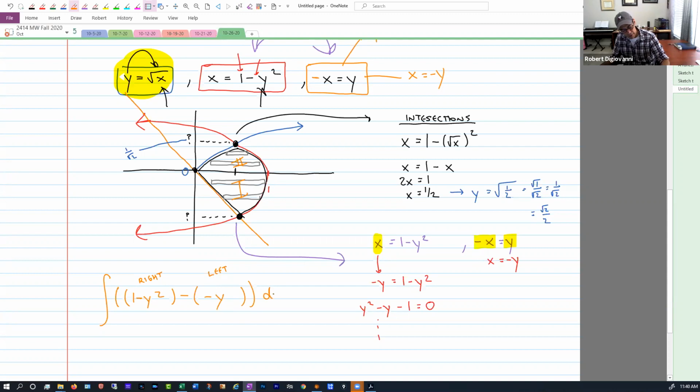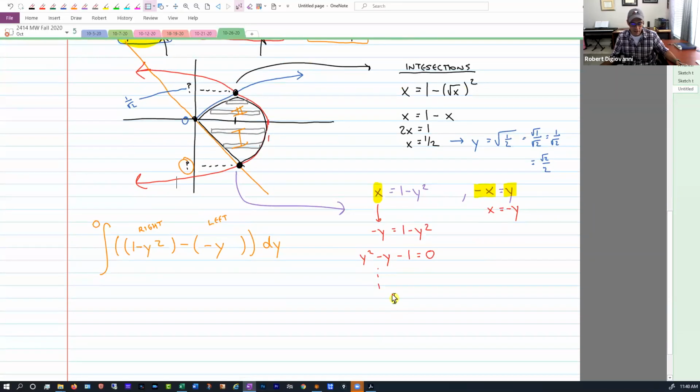I'm integrating with respect to y. The upper limit of integration is 0 because that's where we start. We start down here at the bottom, which is a question mark. I still haven't figured out what that is. That's this through the quadratic formula. Did anyone happen to get those solutions? There should be 2 of them.